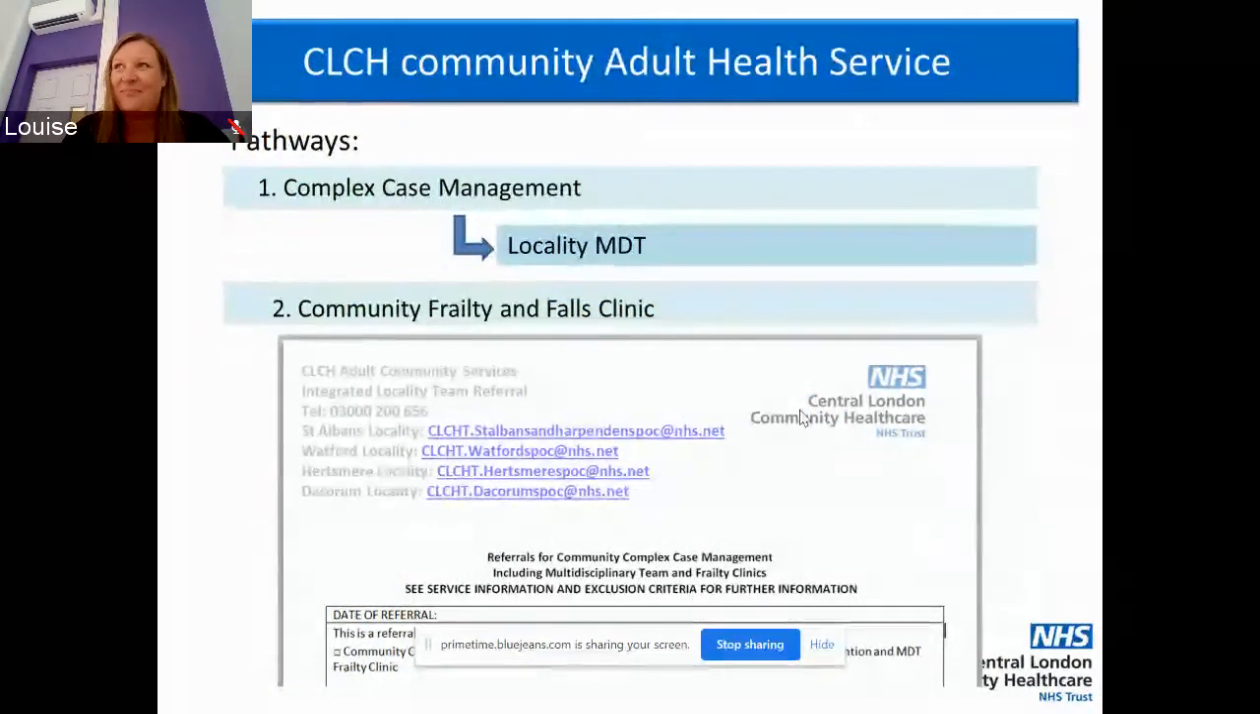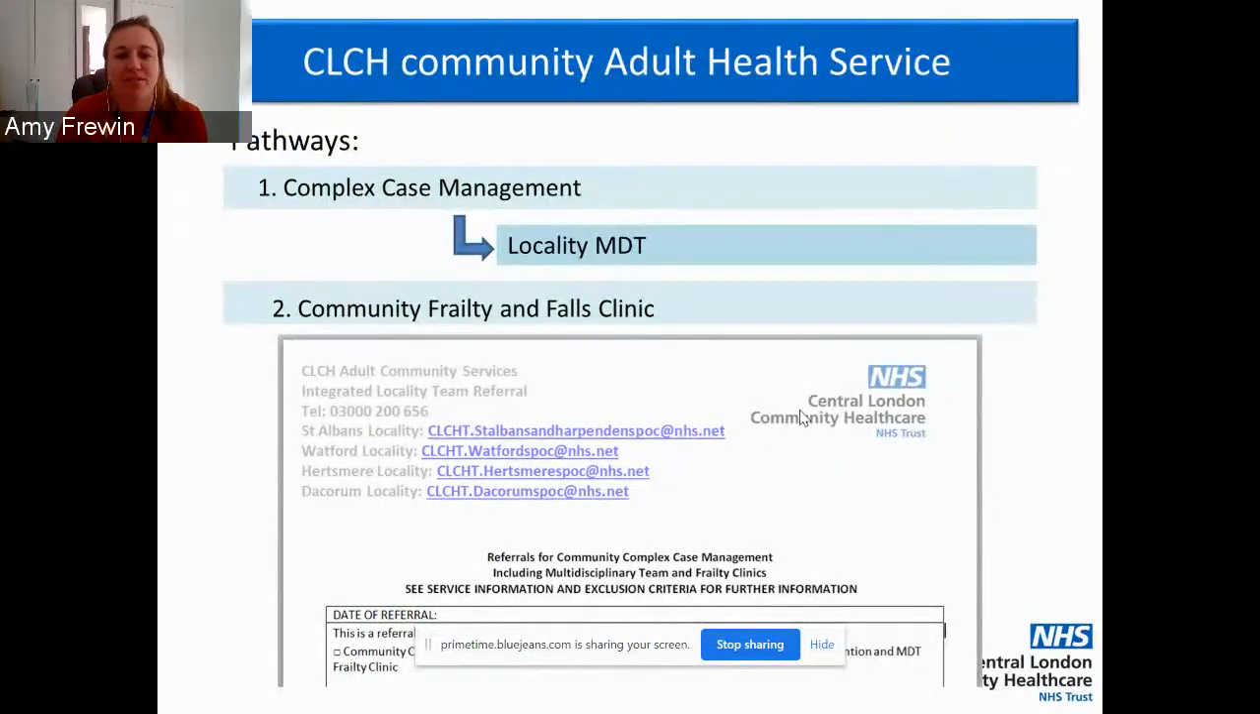Thank you, Louise. So CLCH provide a host of community services across West Hertfordshire, and complex case management and the Community Frailty and Falls Clinic are two of the pathways in which we want to provide an update to you on today. Within the complex case management pathway, this is where the Locality MDTs sit, and we'll go on to talk a little bit more about those more specifically.